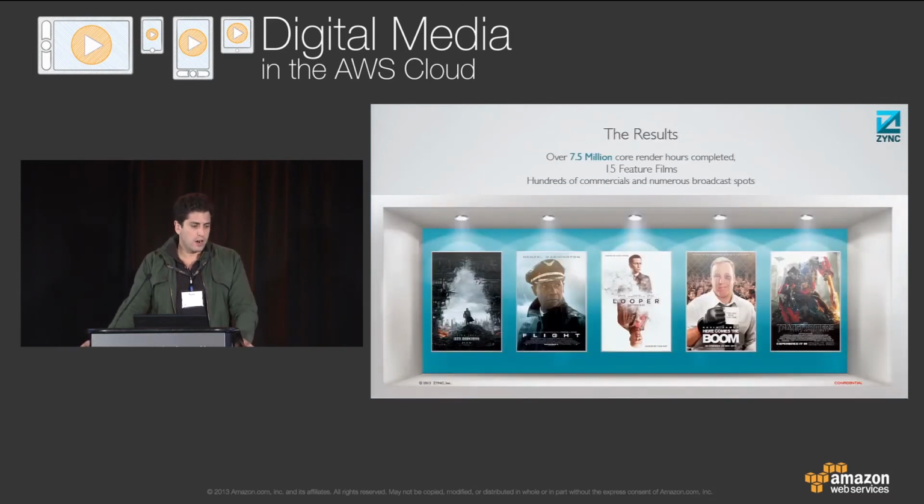So the results so far of what's been accomplished with Zinc, you can see over 7.5 million core render hours have been done on AWS. 15 feature films, we're adding to that every day. Hundreds of commercials and numerous broadcast spots. So you can see some of the feature films that were rendered on Zinc on the cloud. And a particular note, as David mentioned at the beginning with the quote that Bill Desowitz gave in regards to Atomic Fiction, all 400 visual effects shots on Flight were done in the cloud using Zinc and AWS.